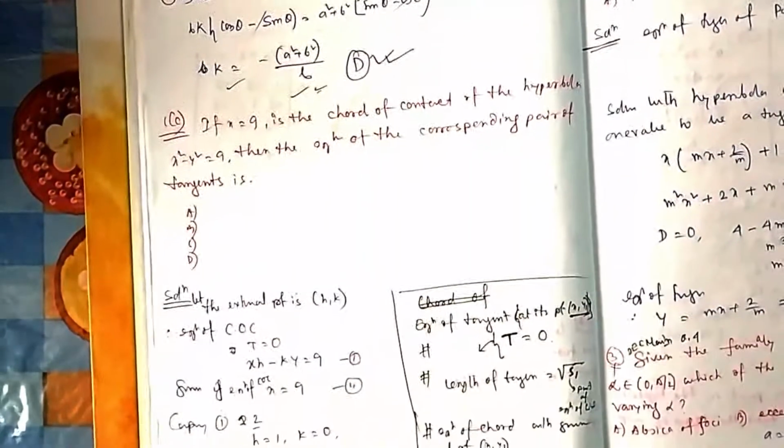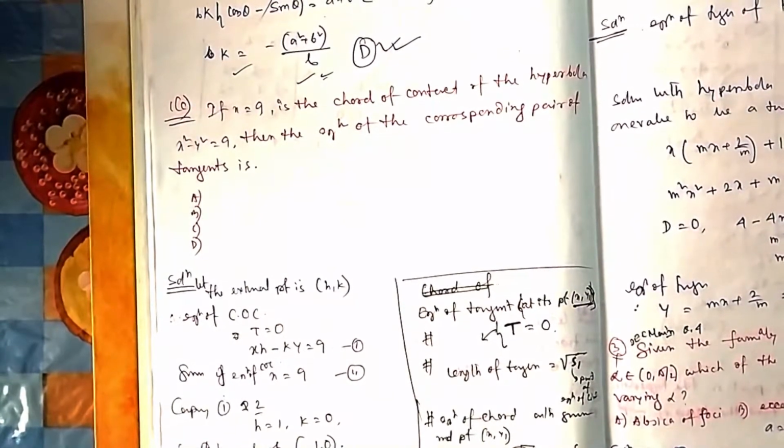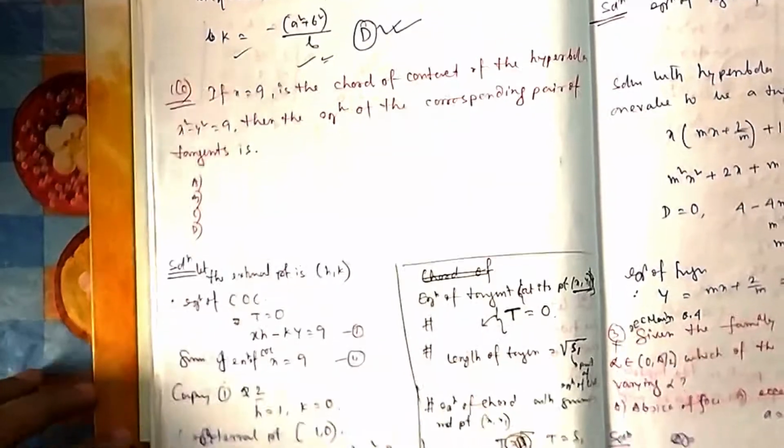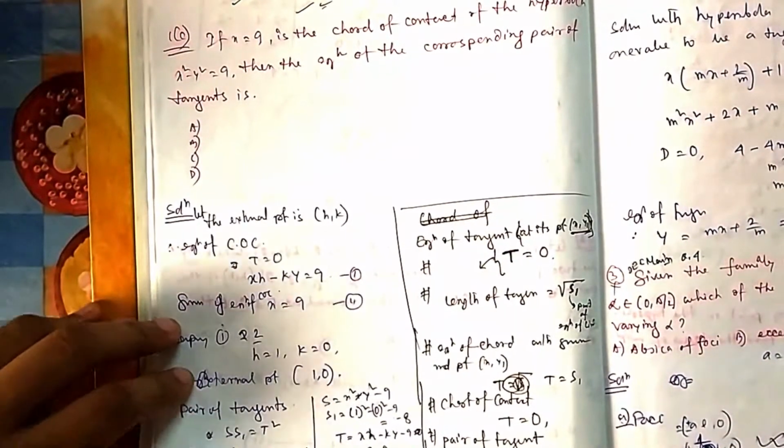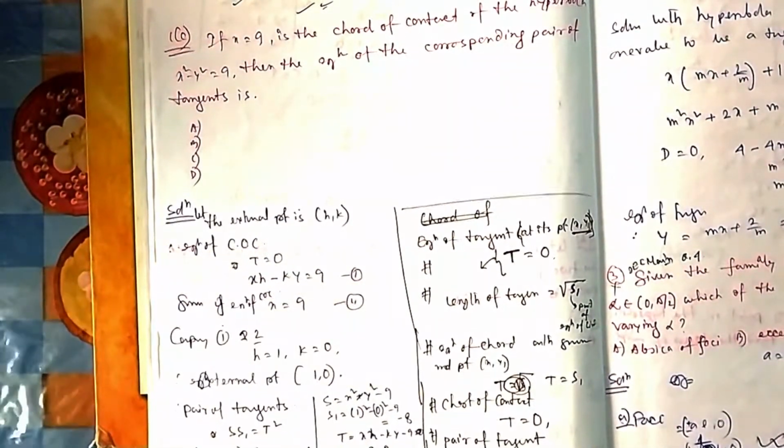Now you come to 1c. In 1c, one formula I missed out while discussing conic sections, but it's okay, without that also we can solve it, but I am showing you here what that formula was.